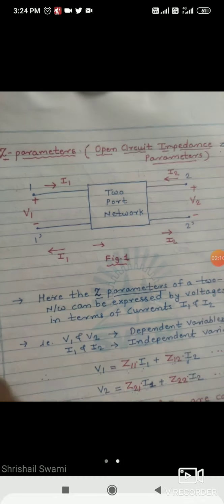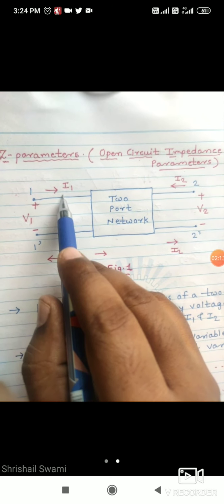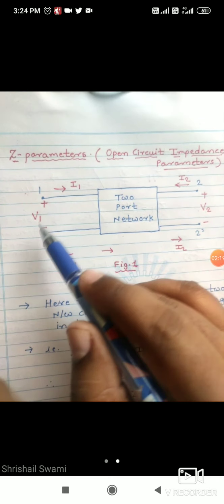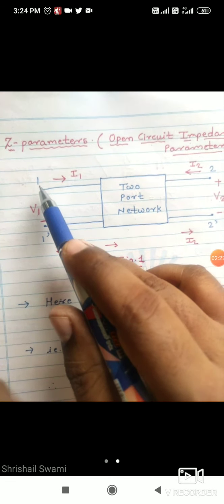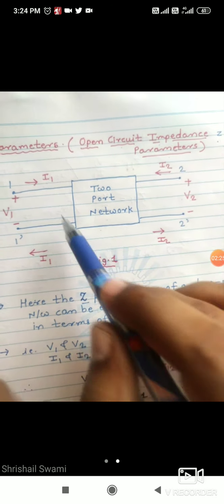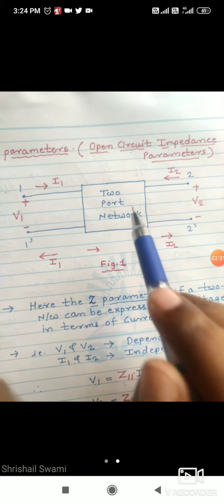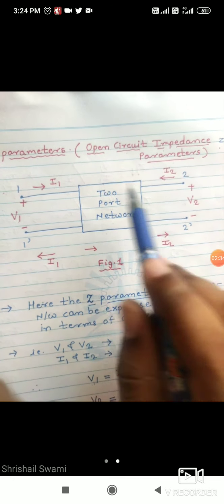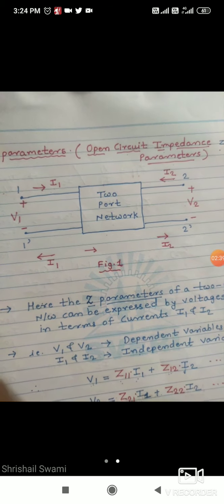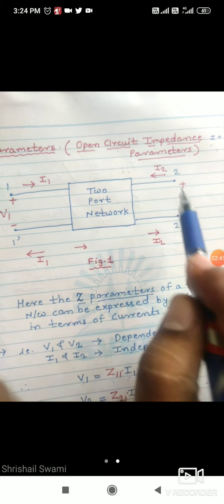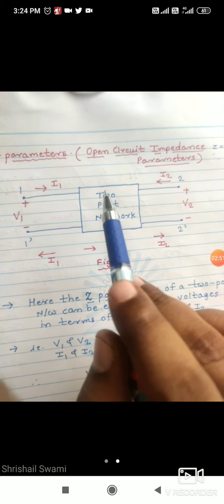Next, here V1, I1 are the port 1 variables, and V2, I2 are the port 2 variables. The port terminals are denoted 1, 1 dash, 2, 2 dash. This diagram remains common for learning each and every parameter in this unit. This block diagram we are using for learning all the parameters of a two-port network. V1 and V2 are called port voltages, and I1, I2 are called port currents.